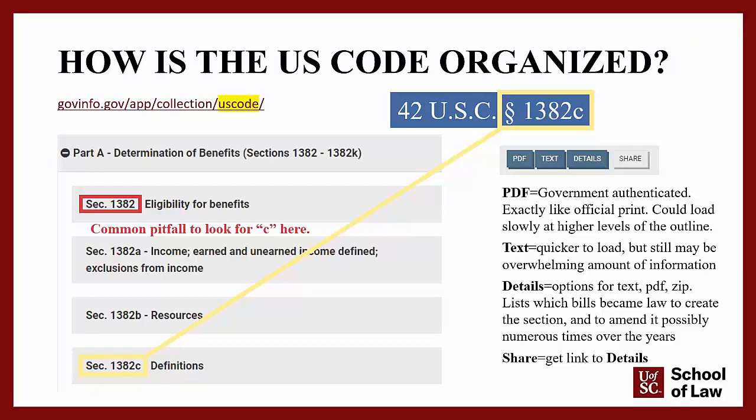The details link is a really helpful link where it includes on that page the options for PDF and text as well as zip, and it lists which bills became law to create that section initially and to amend it. So if it's been amended numerous times over the years and you want to get an understanding of what each of those amendments did, the details page will lead you to all of that. And then to share, that gives you the link to the details page. And so that's the one that you're going to want to focus on if the patron wants to, for example, email it to themselves.